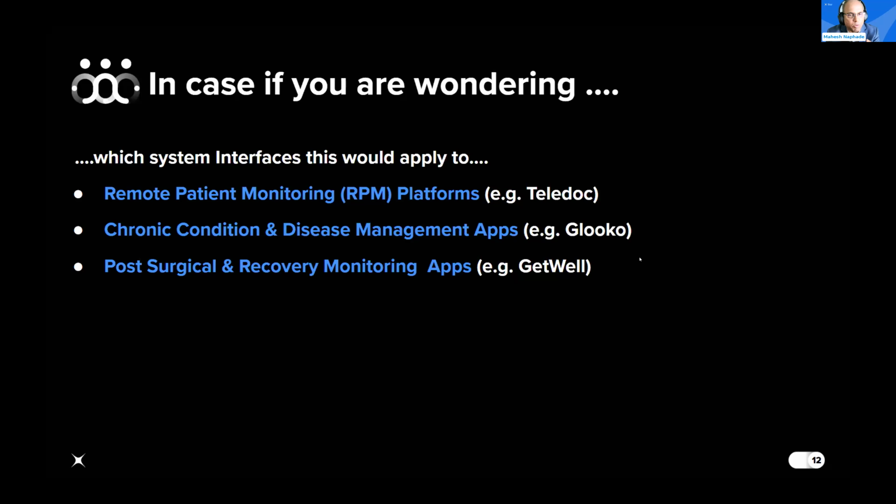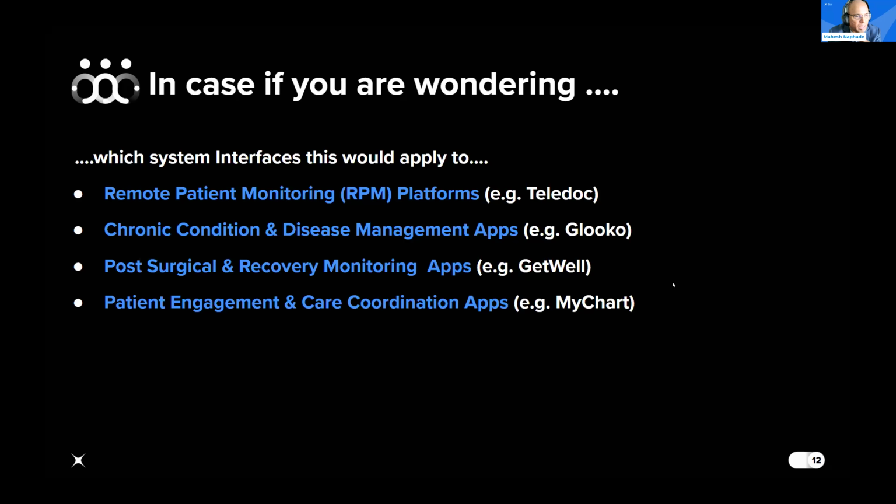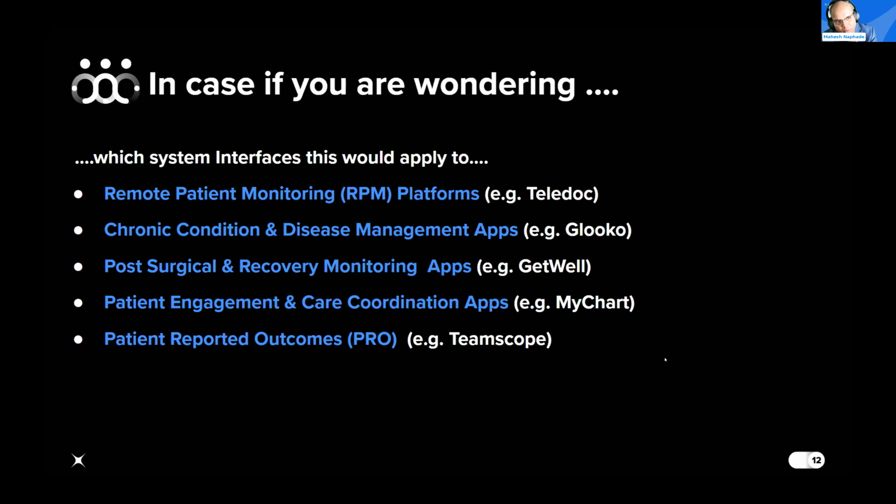Post-surgical recovery monitoring apps like Get Well, very important for making sure surgeons and doctors are connected with the patients while they are discharged and doing rehab at home. Patient engagement and care coordination apps like MyChart, something we use practically on an everyday basis. Patient-reported outcomes, very important especially in clinical trial scenarios. And then patient registries, another example, which are a collection of all patient-related data for a particular condition.